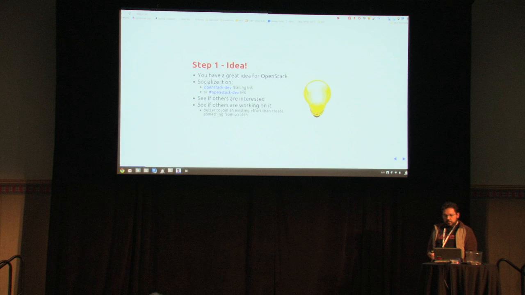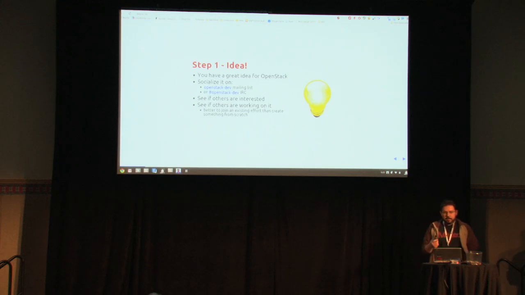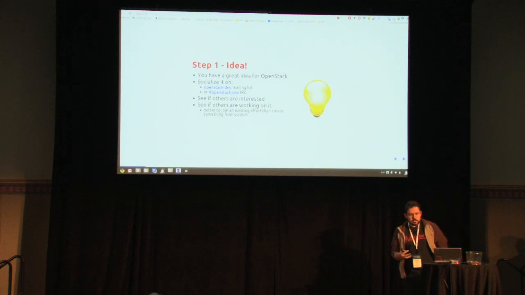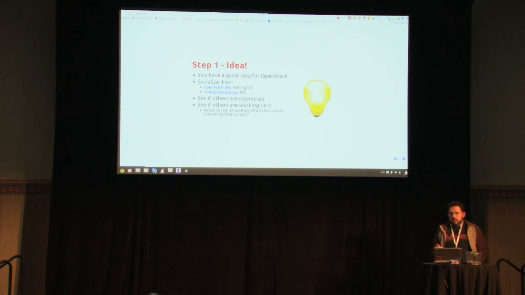So where do you start in this process? We start with having an idea, right? I've got this great idea for a feature I want to land in OpenStack, or a behavior that I think really should change. That's great. And the first thing you want to do when you have a new idea is go and talk to other people about it. Socialize it either on our mailing list, OpenStack Dev, or on the OpenStack Dev IRC channel.